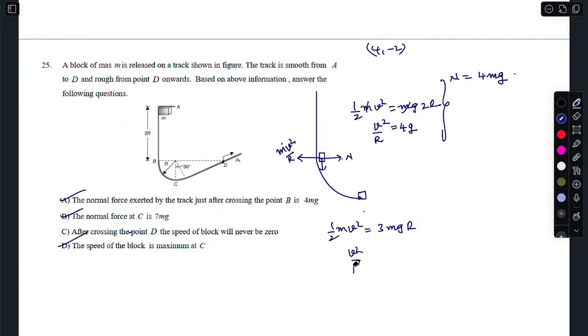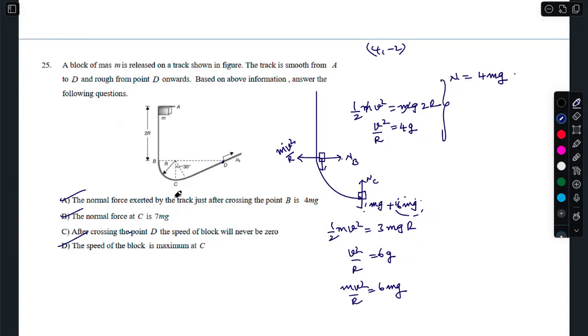So v square by r is 6g. But the problem here is mg plus mv square by r, 6 mg. The mv square by r term, I'm directly writing here. Any doubts? And the normal reaction at C, and this is the normal reaction at P. What is this term? Actually, mv square by r term at that point is 6 mg. So normal reaction at C is 7 mg.